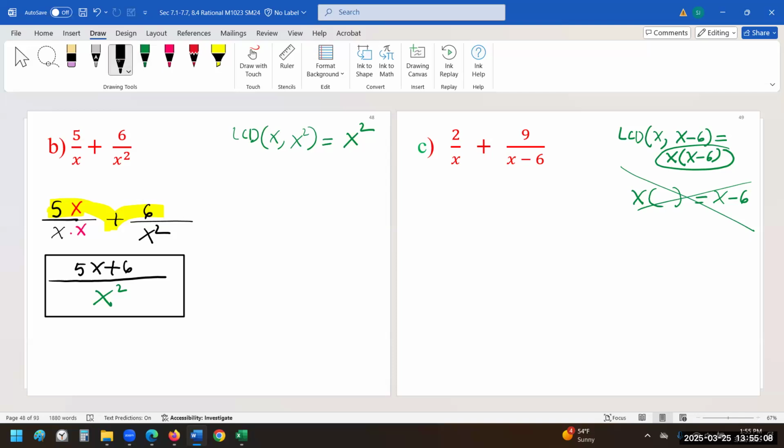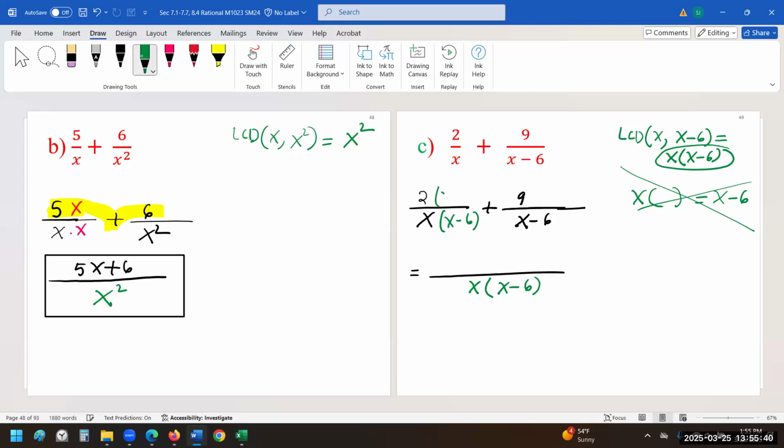So we have 2 over x plus 9 over x minus 6. And we just learned our LCD is their product. How do you convert x into x times x minus 6? Multiply by x minus 6. To get the equivalent, you multiply top and bottom.